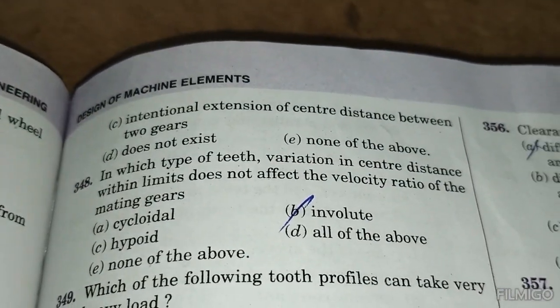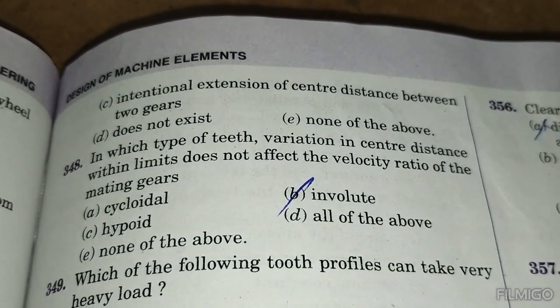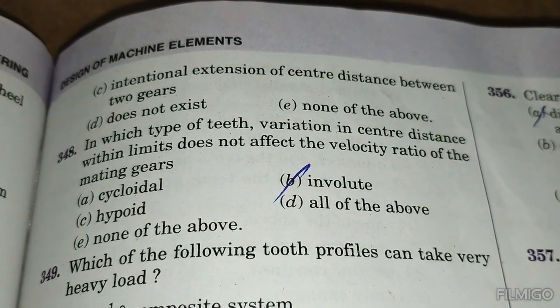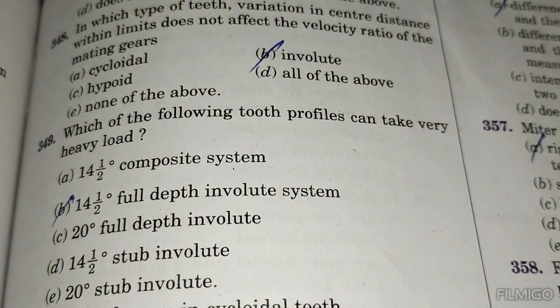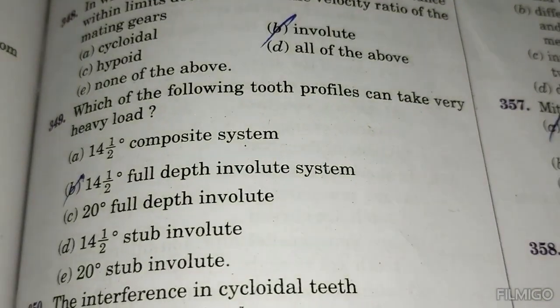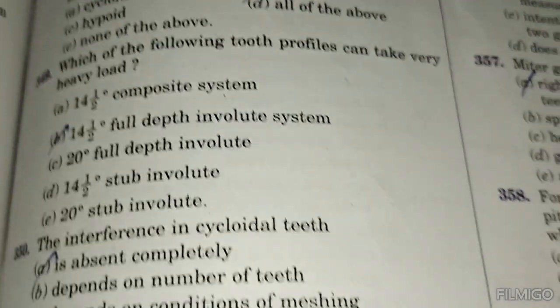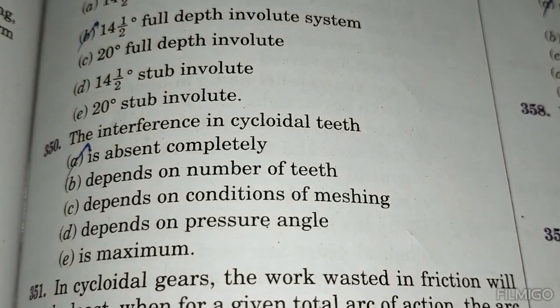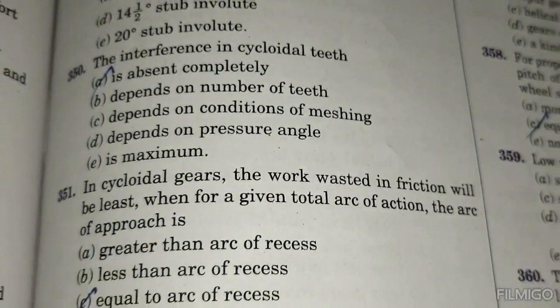In which type of teeth does the variation of center distance within limits not affect the velocity ratio of the mating gears? The involute. Which of the following tooth profiles can take very heavy load? 14.5° full depth involute system. The interference of cycloidal teeth is absent completely.